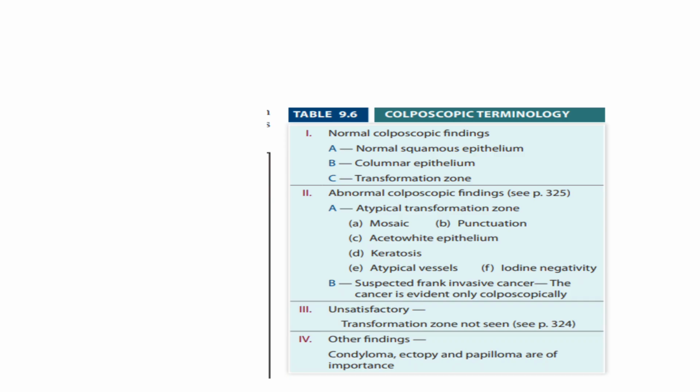Then colposcopy terminology. Normal colposcopic findings: A means normal squamous epithelium, B means columnar epithelium, C transformation zone. In second, that is abnormal colposcopic findings: A means atypical transformation zone, mosaic, punctuations, acetowhite epithelium, keratosis, atypical vessels, iodine negativity, suspected frank invasive cancer. The cancer is evident only colposcopically. Then in unsatisfactory, that is transformation zone not seen. In other findings, condyloma, ectopy and papilloma are of importance.